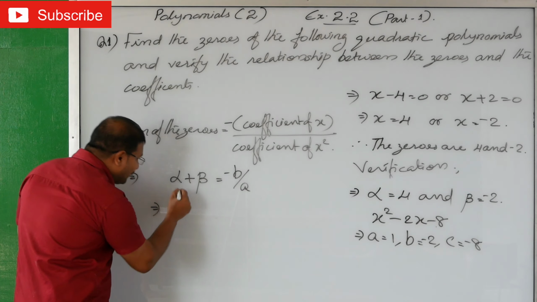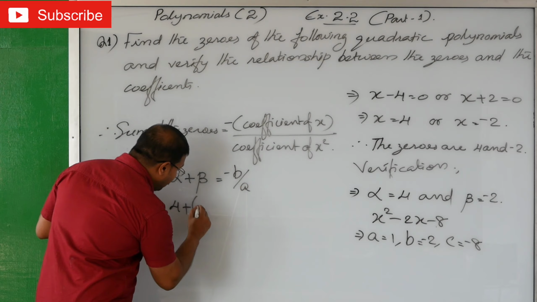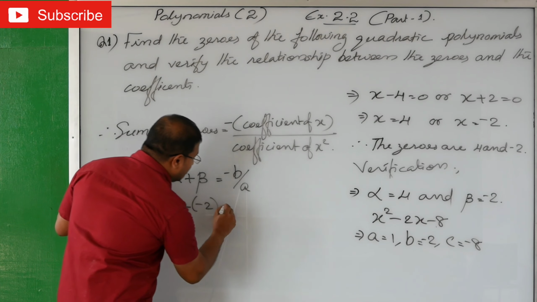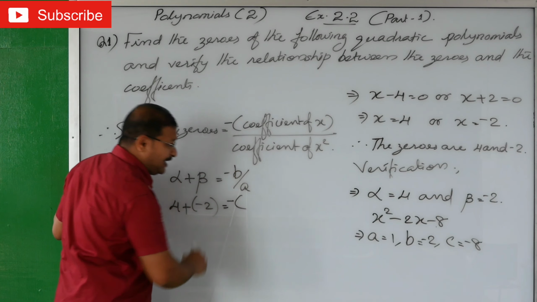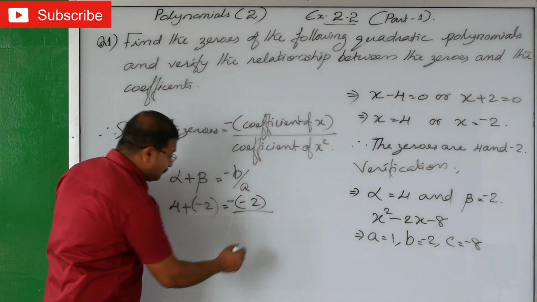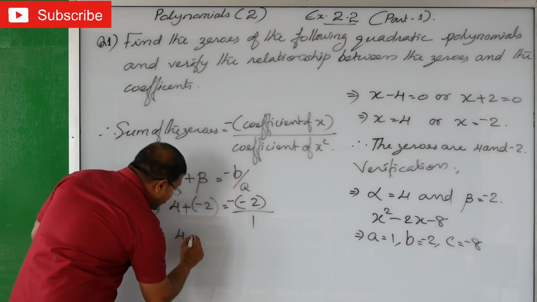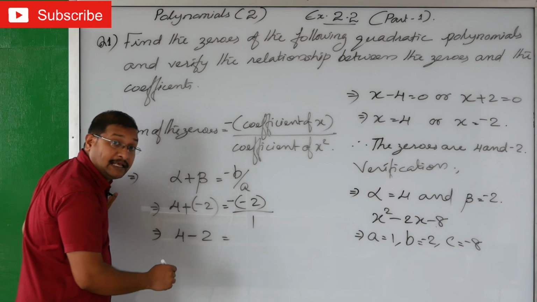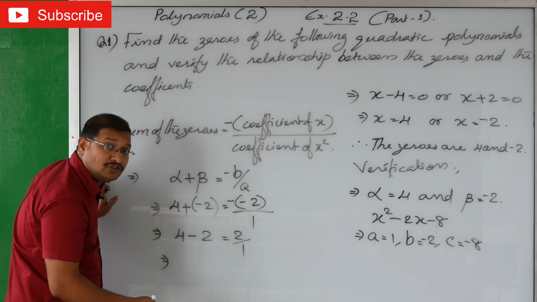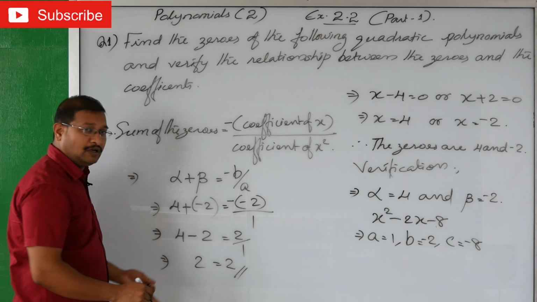What is the value of alpha? 4. 4 plus beta, minus 2; because of minus, you have to put it inside the bracket. Equals minus, what is the value of b? Minus 2, divided by, what is the value of a? 1. This implies 4 plus into minus, minus 2 equals, minus into minus is plus, that means 2 by 1. What is the value of 4 minus 2? 2. That means 2 equals 2, so LHS equals RHS.